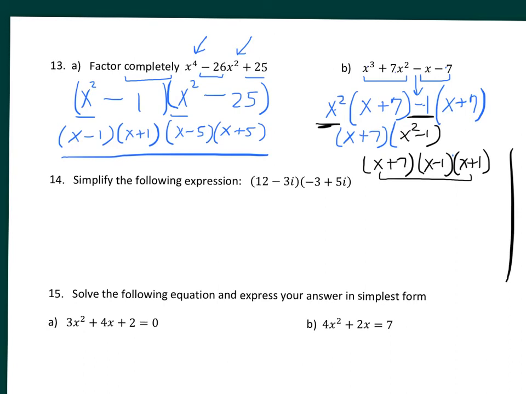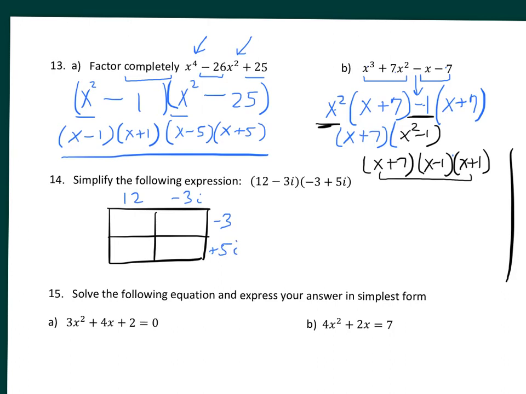All right. Number 14, I'd throw it in the calculator, make sure I have my answer, and then I'd go and make sure I can get that answer through the work. So this could be a straightforward tabular, if you would like, and this would be 12 minus 3i. This is negative 3 plus 5i.